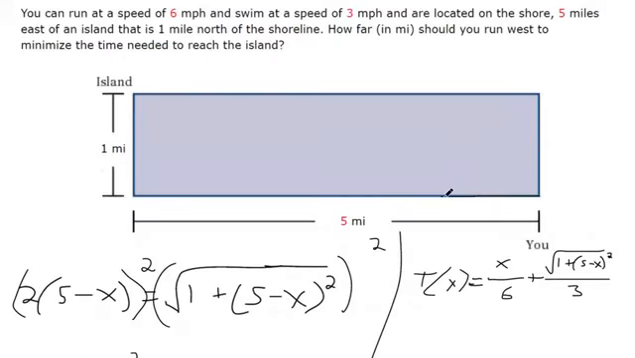The minimum distance that you would, that's the distance you want, I should say here. That's the distance you want to run to minimize the time. Okay, you want to run that many miles on land and then swim the rest of the way.